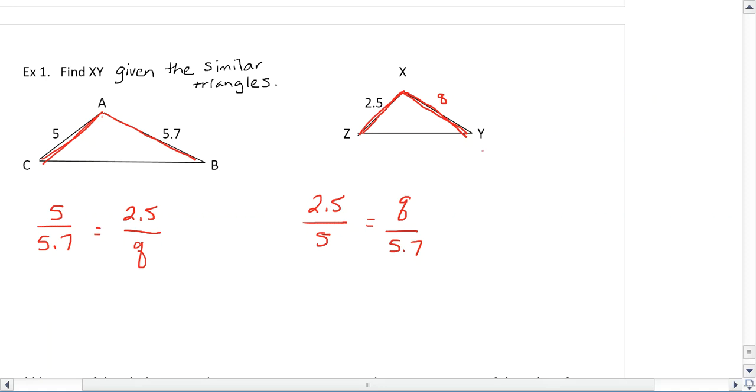No matter how you set it up, of these two ways, we know that their cross products are equal. So we go ahead and cross multiply. 5 times Q is 5Q. And now we have to multiply 2.5 times 5.7. If I did that correctly, I got 14.25. And then we divide both sides by 5, and we get Q is equal to 2.85.